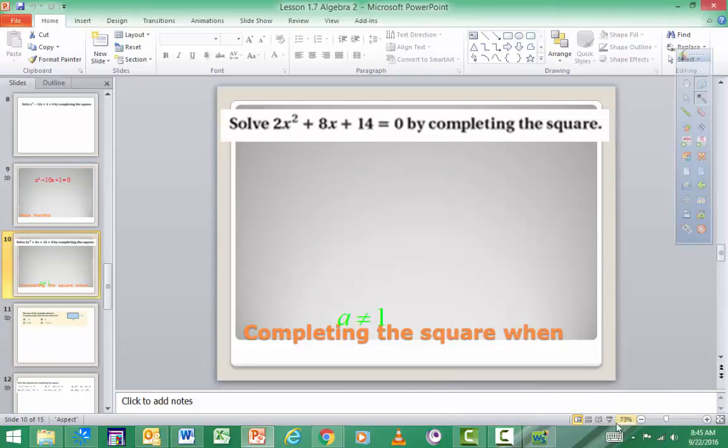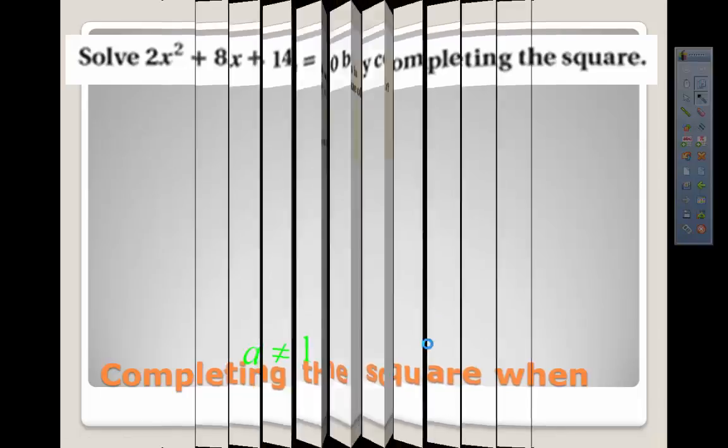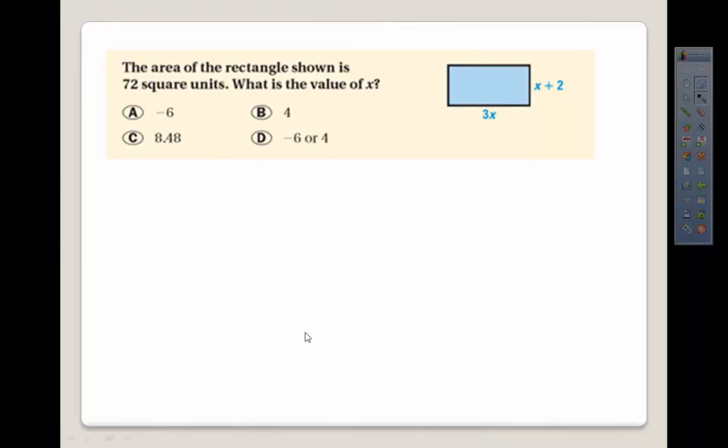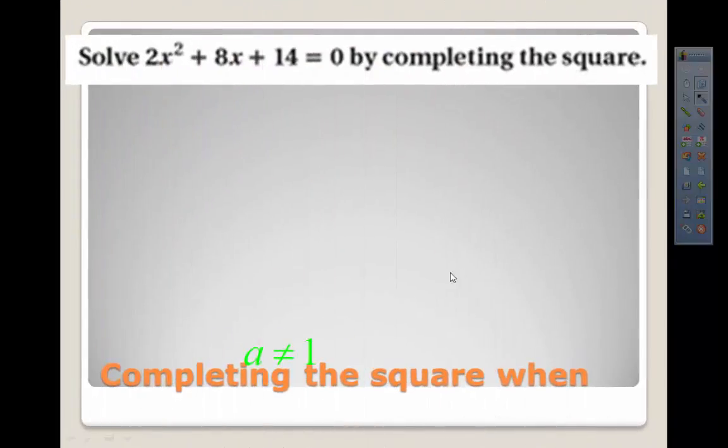Okay, so let's deal with one of those. So once again, this will be similar to your study guide, I think. Alright, so anytime there's a number out in front, you have to get rid of it. Okay?